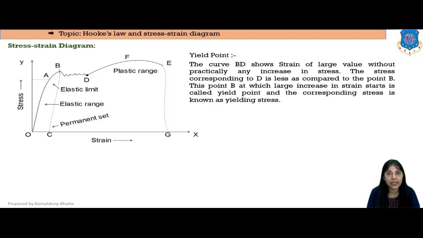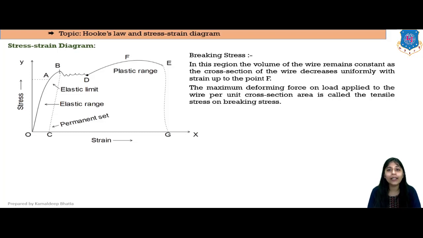And this point B, at which the large increase in strain starts, is known as the yielding point or commercial elastic limit, and the stress corresponding to it is known as yielding stress. The yielding stops at point D, and these points B and D are known as yielding points. Upper yield point is B and lower yield point is point D. Then beyond this point D, the volume of the wire remains constant, but the cross section area starts decreasing uniformly with strain up to the point F, and this point F represents the maximum load.